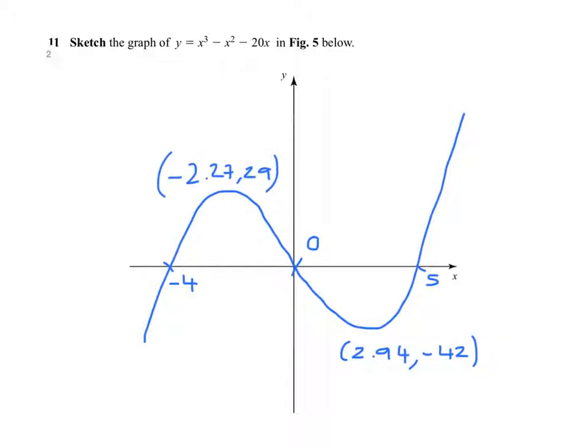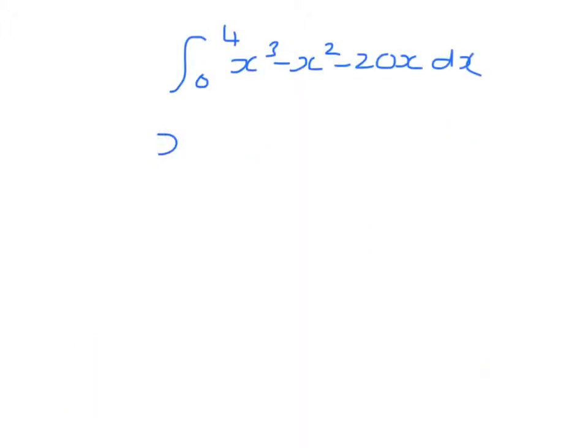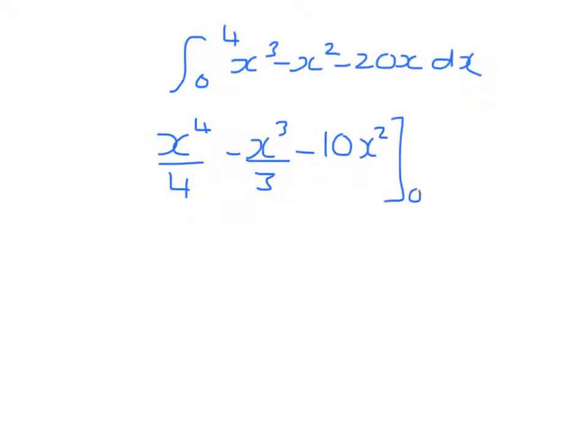We're asked to then work out the area from 4 to the left, so we're interested in this shaded area, and that shaded area is going to be the integral from 0 to 4 of x cubed minus x squared minus 20x with respect to x. When we're integrating, we add 1 to the power and divide by the new power, and because we have limits, we do not need the constant of integration.